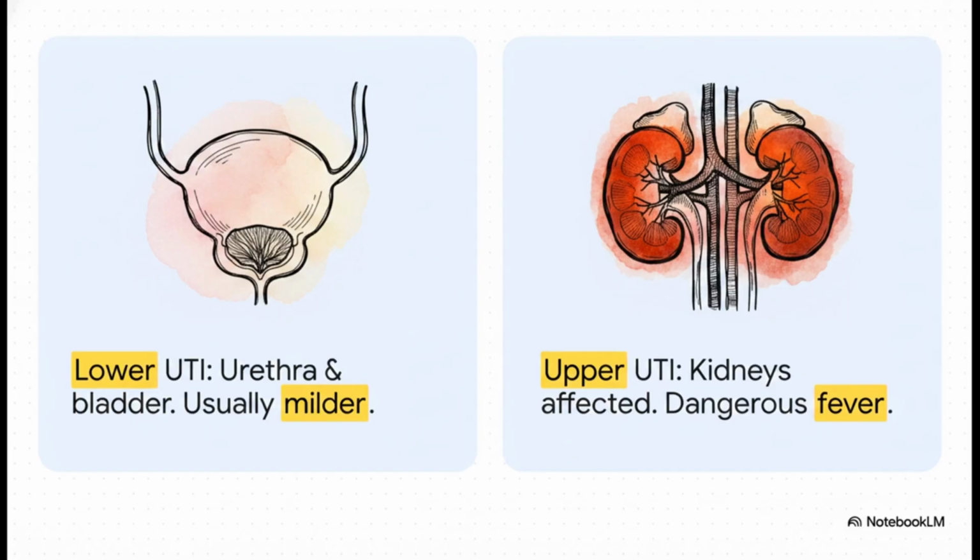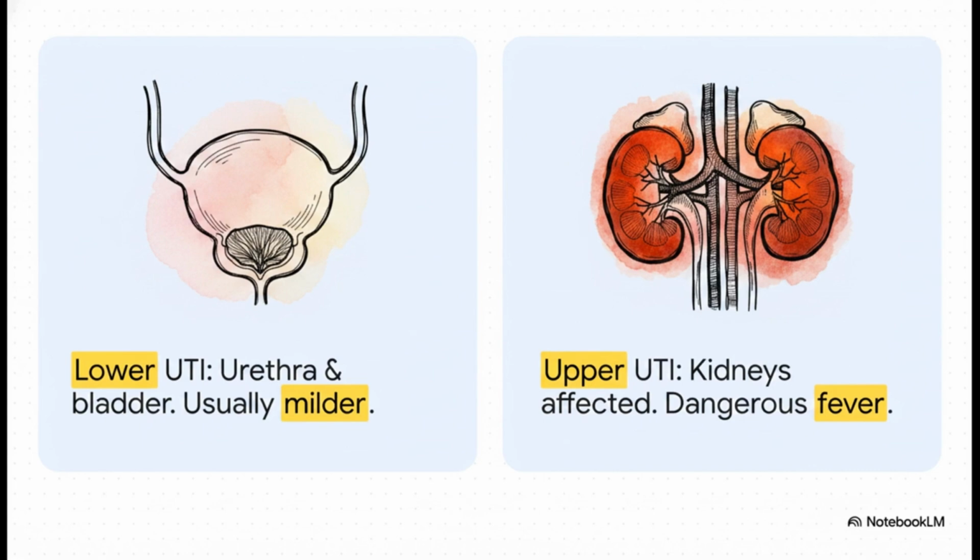Notice how these infections are divided purely by geography. A lower UTI affects the urethra and the bladder. It's deeply uncomfortable, yes, but generally milder. But an upper UTI, that means the bacteria have actually reached the kidneys. This is highly dangerous, bringing on high fever and systemic illness. You see, the physical location of the bacteria completely dictates the severity of the illness.